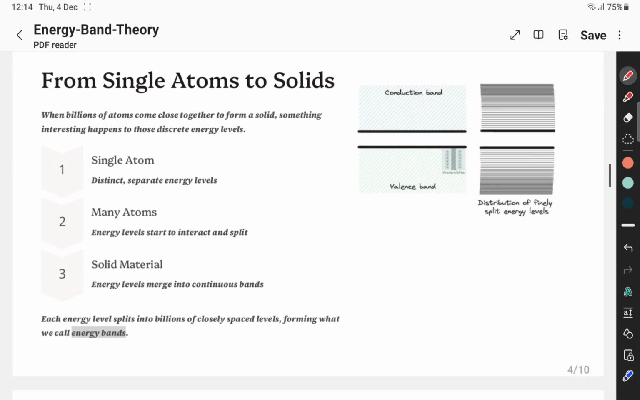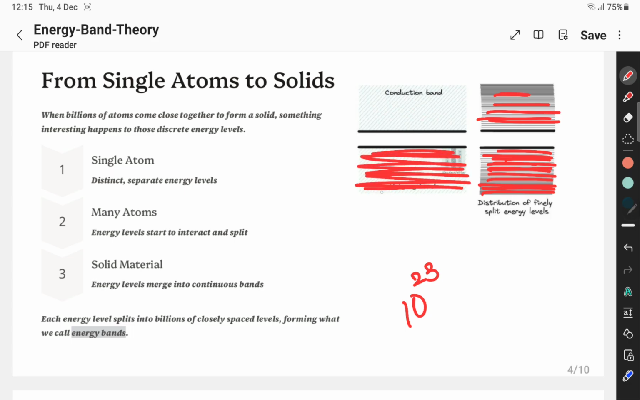Now imagine billions of atoms in a solid, in a crystal, some 10 power 23 in number. When billions of atoms come together to form a solid, the separate energy levels begin to interact. They split into billions of closely spaced energy levels and merge into one another. They become a band called the valence band here, and a band called the conduction band here.